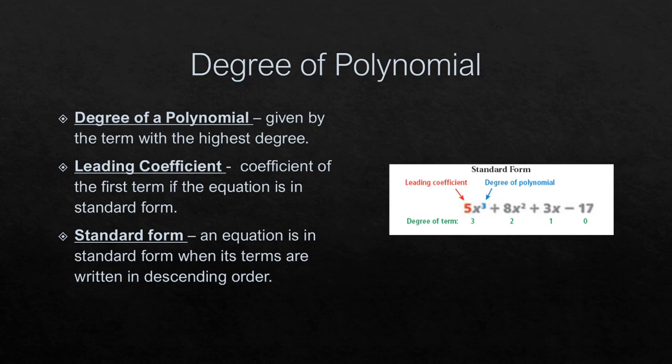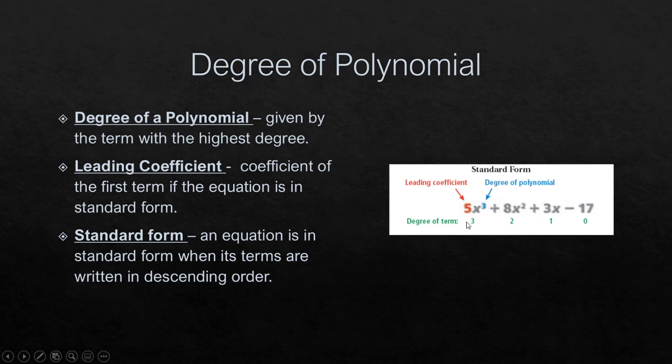The degree of a polynomial, though, a polynomial again has a bunch of terms with an addition or subtraction sign separating them. The degree of a polynomial is given by the term with the highest degree. A leading coefficient is the coefficient of the first term if the equation is in standard form. And remember, an equation is in standard form when its terms are written in descending order.